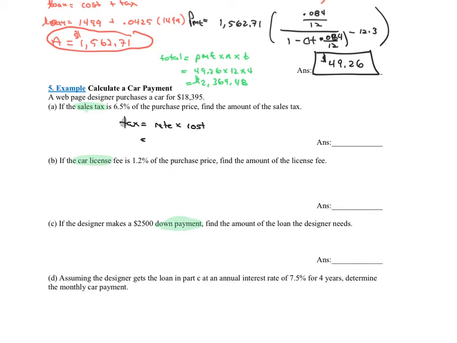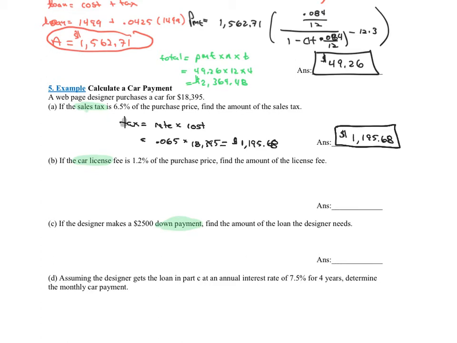So our rate on this one was 6.5%, so I'm going to do 0.065 times the cost of the car, which was $18,395. When I do that, rounding to the nearest cent, I'm getting $1,195.68. Hopefully you got the same. Okay. So that's how much I paid just in sales taxes. On top of that, you're going to have to license your car.